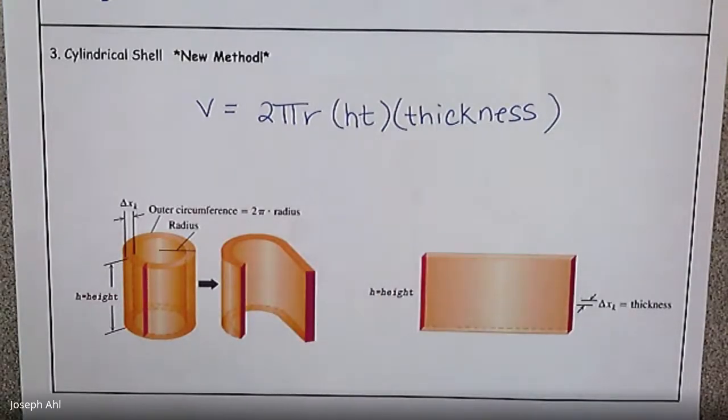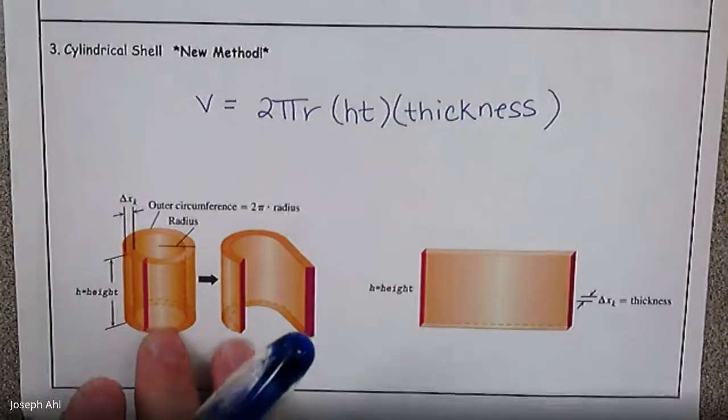As you add up the volume of all those cylindrical shells, that gives you the total volume that we're looking for along our interval that we're spinning around an axis. We'll see how we can use the cylindrical shell technique in an example in just a moment.